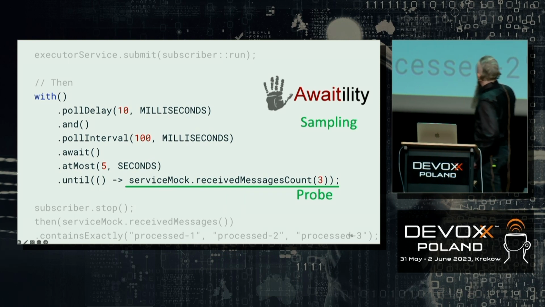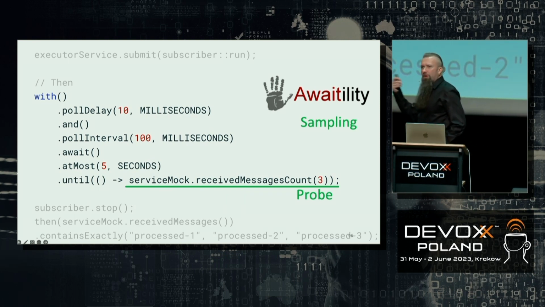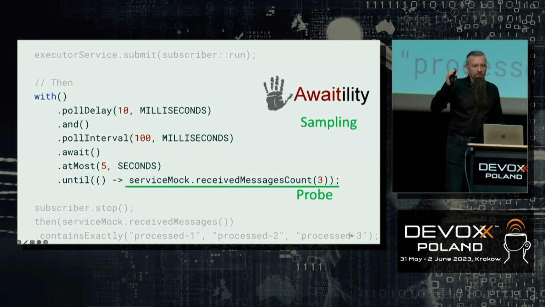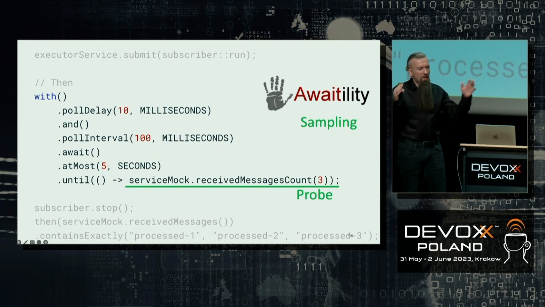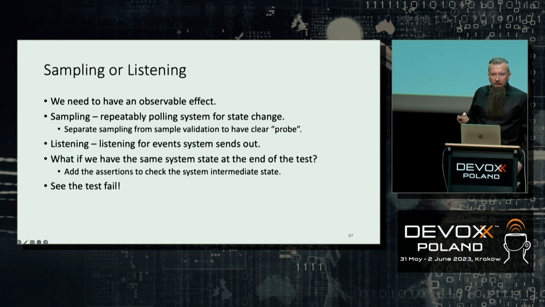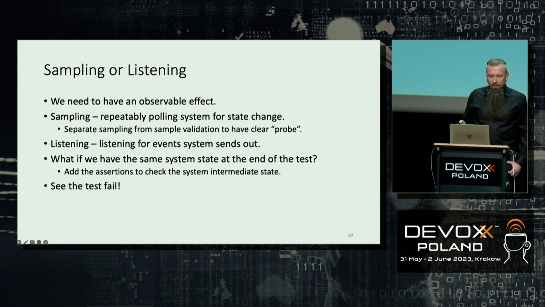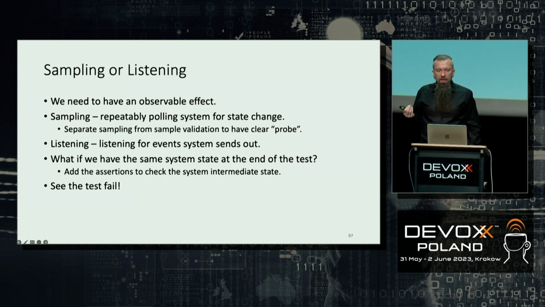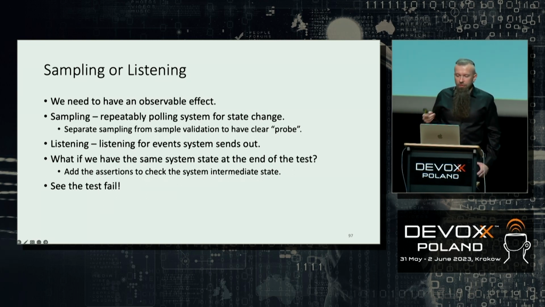So what does it mean? If it receives our 3 messages. And we are going to do this at most for 5 seconds. In 99% of the cases it will be much faster, and we will not have that ugly fixed 5 seconds delay. So sampling or listening, we need to have an observable effect. So sampling is repeatable polling of the system for state change. Separate sampling from sample validation to have a clear probe.